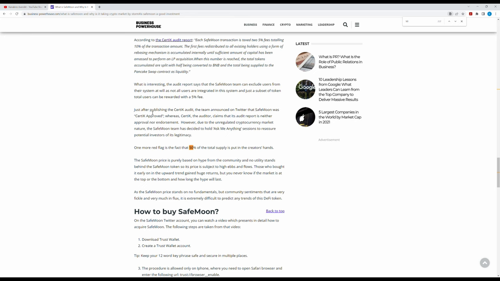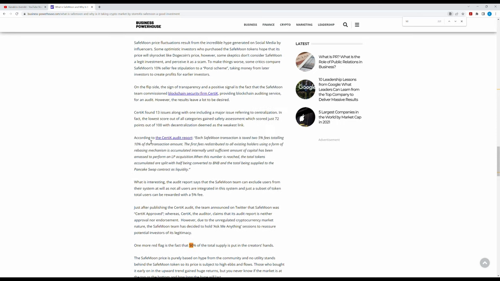Let's see what's happening. Just after publishing the Certik audit, the team announced on Twitter the Safemoon was Certik approved, whereas Certik, the auditor, claims that its audit report is neither an approval nor an endorsement. However, due to the unregulated cryptocurrency market nature, the Safemoon team has decided to hold an Ask Me Anything session to reassure. Okay.